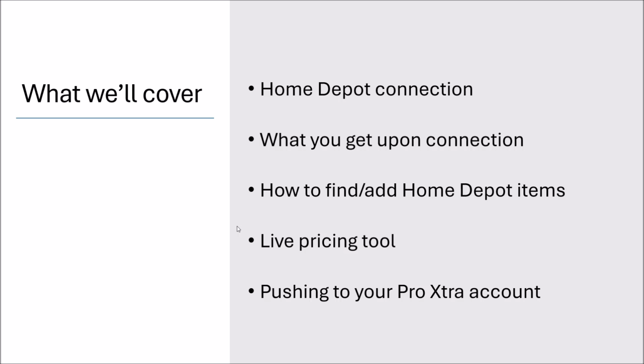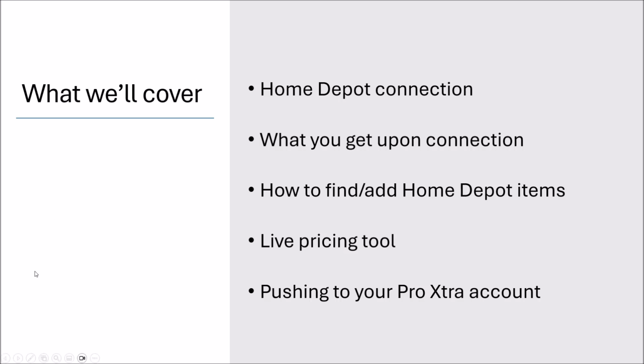Alright, so this video is going to cover all things Home Depot. We're going to have a look first of all at the connection process and what happens once you're connected. We'll then look at how to add Home Depot items by searching, browsing, as well as using some AI tools to speed that up. After that, we'll look at how to ensure you've got the most recent price in your estimate and how to get those estimate or job items and push them to your Pro Xtra account.